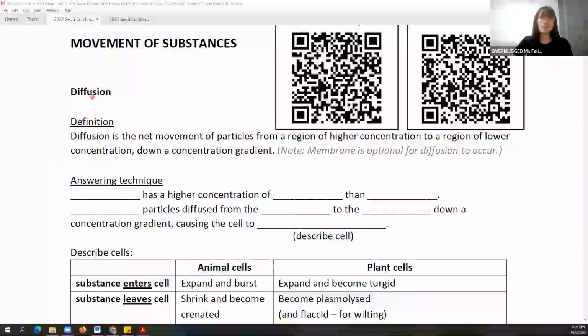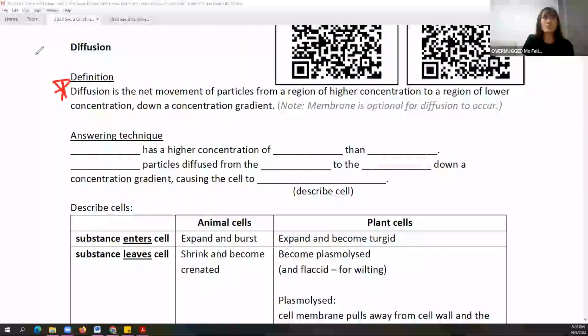Okay, so for diffusion, you have to know the definition, because sometimes the teacher will ask you what the definition is. So can you all follow me and put a star? That means whatever I write on the notes, you follow me. Whatever I write, whatever I highlight, make sure it's the same as your notes. So you need to know the definition of diffusion.